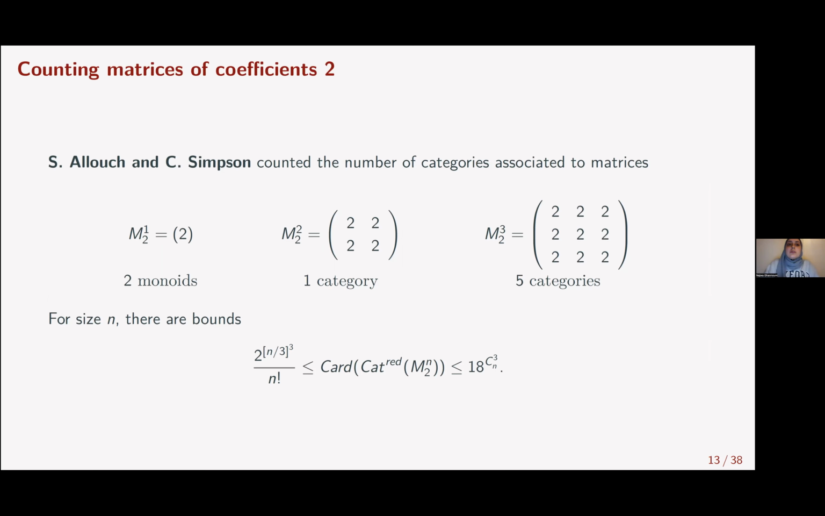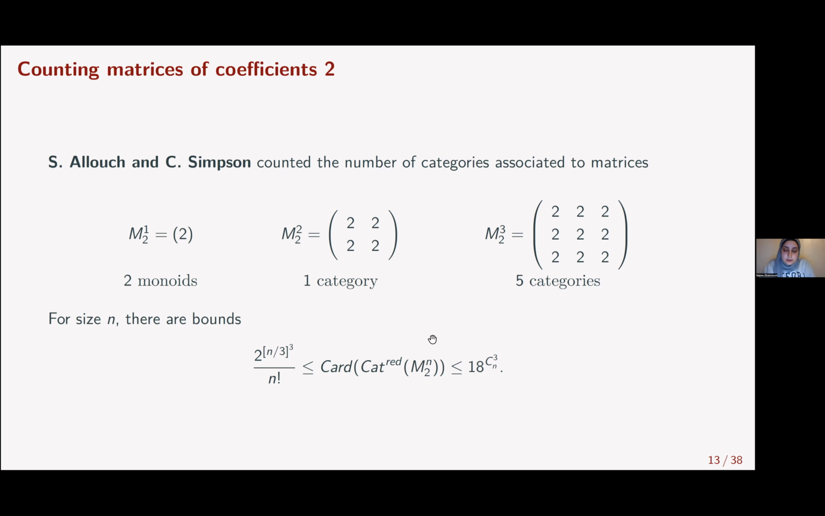Now we know what the conditions on the matrix are to obtain a category. And the question was, okay, if it admits a category, how many categories does it have? So I said that Allouche and Simpson counted the number of categories associated to the following matrices. So for size 1, there are 2 monoids, and for size 2, there is 1 category. For size 3, 5, and for n, there are only bounds. There is no exact number.